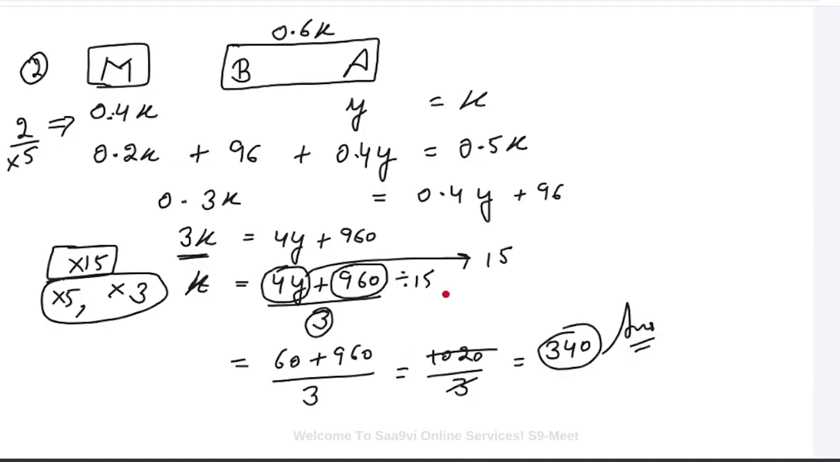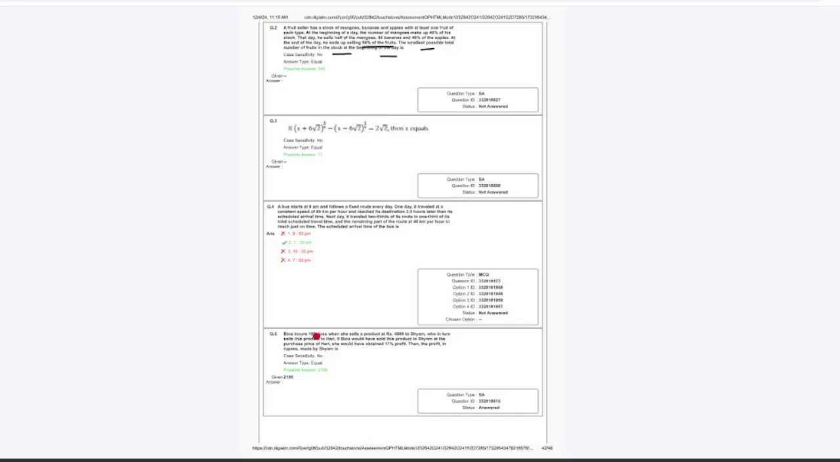Again, quite simple, quite doable. We just need to understand the logic behind the numbers. The simple question, doable one. Look at the next one, number 3 now.